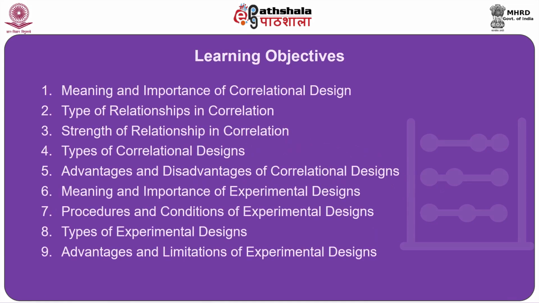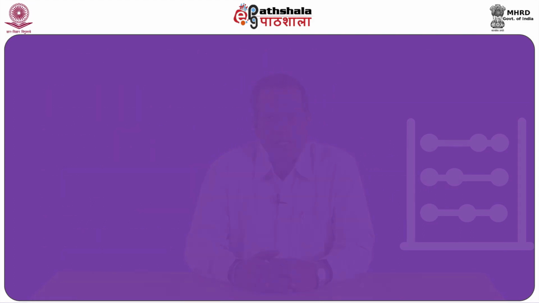The learning objectives of this module are the meaning and importance of correlational design, types of relationships in correlations, strength of relationship in correlation, types of correlational designs, and advantages and disadvantages of correlational designs. And also we will discuss the meaning and importance of experimental designs, procedures and conditions of experimental designs, types of experimental designs, and advantages and disadvantages of experimental designs. So, first we will concentrate on correlational research designs.